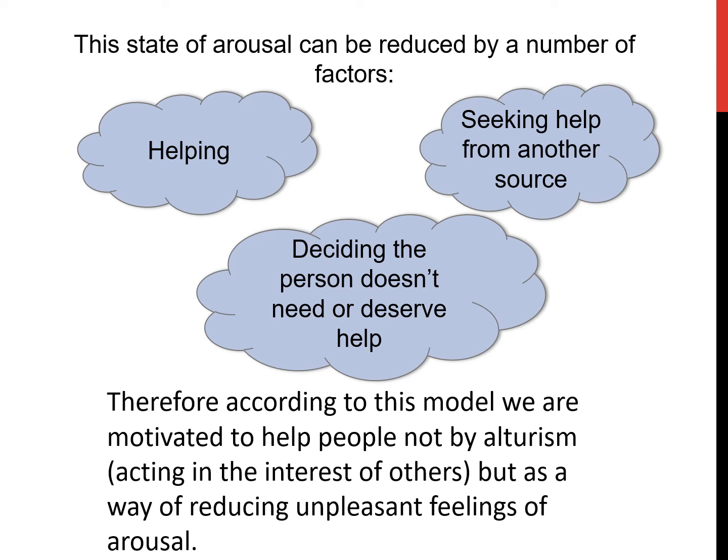Now, tadi we talked about how when an emergency happened, we feel aroused. So, and then we feel that there is a need to reduce that arousal. So it's not just by helping, we can reduce that feeling of arousal by seeking help from another source, meaning that, for example, by calling police ka or ambulance ka, that can also reduce our arousal. Or deciding the person doesn't need or deserve help. So like you're justifying with yourself that, okay, it's okay if you don't help. They don't deserve help. So from there, you can already reduce your arousal by just justifying kenapa you don't help. There's also macam just ignoring the situation or leaving the area could also be one of the ways to reduce the arousal when we see an emergency.